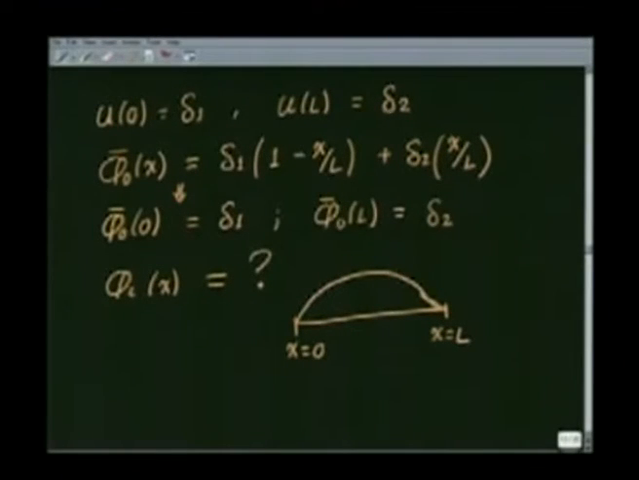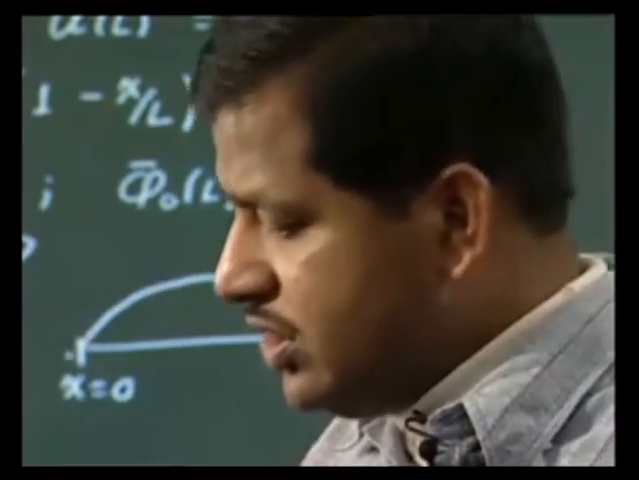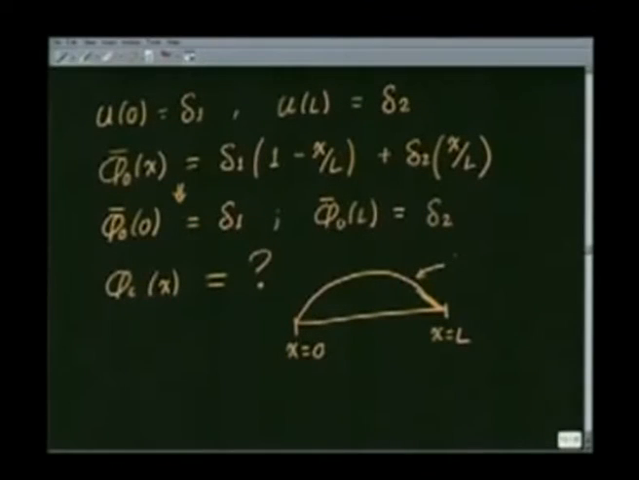The first function phi 1 has to be a quadratic, right? Because a quadratic is the minimum order polynomial which is going to vanish at the two ends. So this can be made x minus 0 into L minus x. So I can make phi 1 of x equal to x into L minus x. These are all choices that we can make.